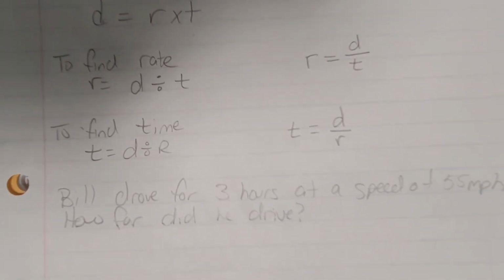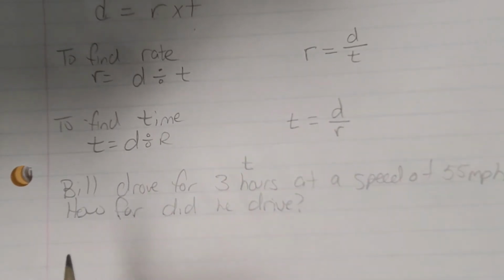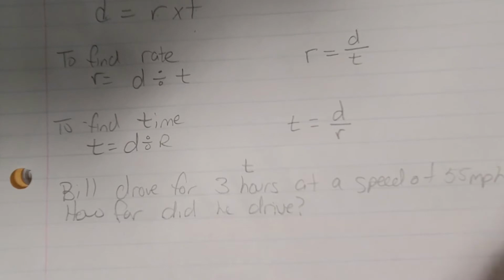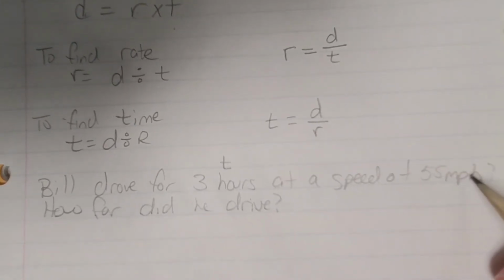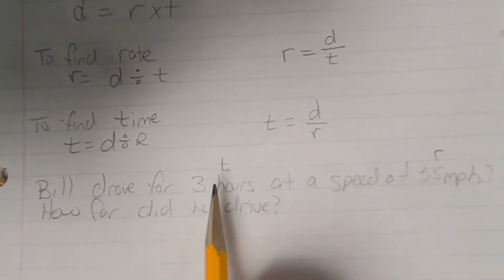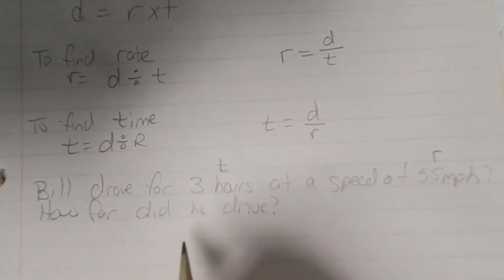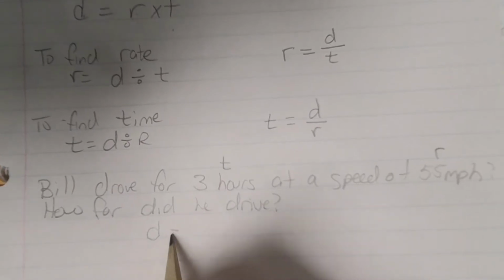Now the easiest way to do this is to label. 3 hours, this is going to be our time. So Billy drove for 3 hours at a speed of 50 miles per hour. Now, MPH, these things, miles per hour, KPH, kilometers per hour, these are going to be our rates. So we know we have a time, we know we have a rate, we're looking for how far did he drive, so we're looking for our distance. That's the part we don't know.